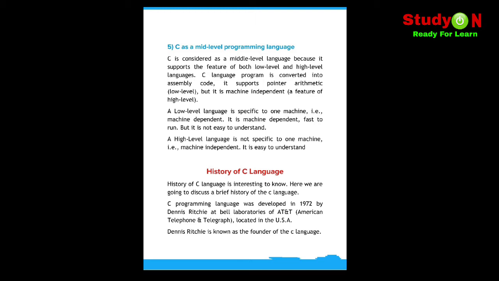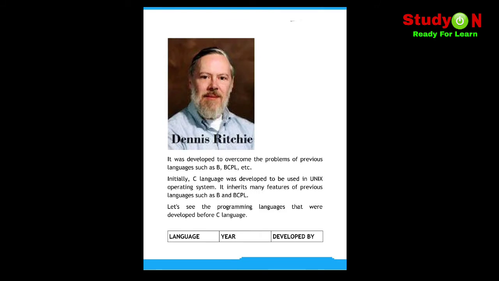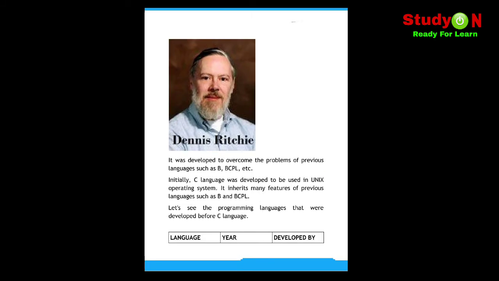History of C. History of C language is interesting to know. Here we are going to discuss a brief history of this C language. C programming language was developed in 1972 by Dennis Ritchie at Bell Laboratories of American Telephone and Telegraph located in the United States of America. Dennis Ritchie is known as the founder of the C language.